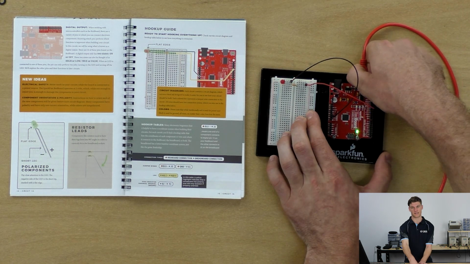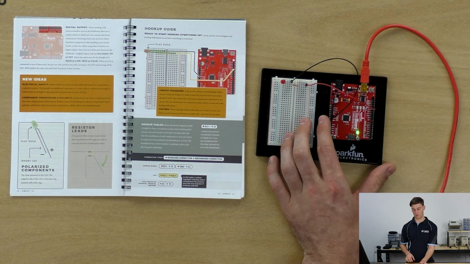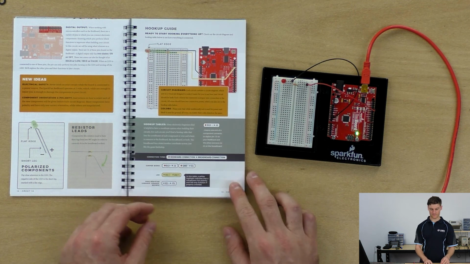Note that if we disconnect this and then reconnect it, the program that we've just written will be saved on it. So it'll initialize and then it should run again, on for 2 seconds, off for 2 seconds. And that's all there is to it for the first circuit.